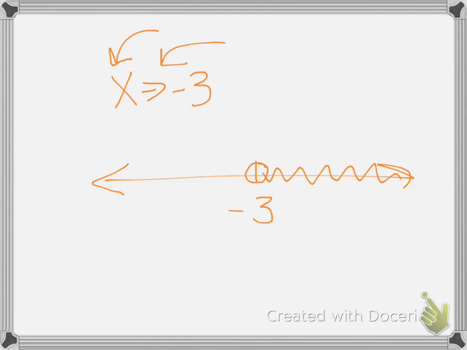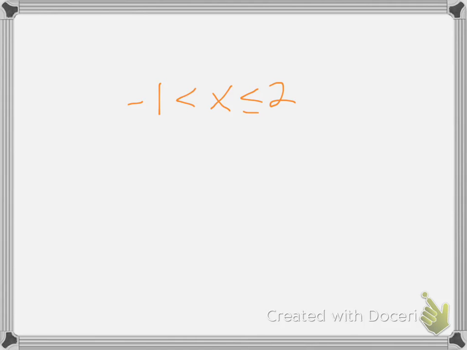Next we're going to be moving to some compound ones. Okay, so we're going to have two different inequalities. So like we did last class, I'm going to have to break it down, so we're going to be working the opposite direction than we have been. Okay, so I'm going to look at this one first. So -1 is less than x.